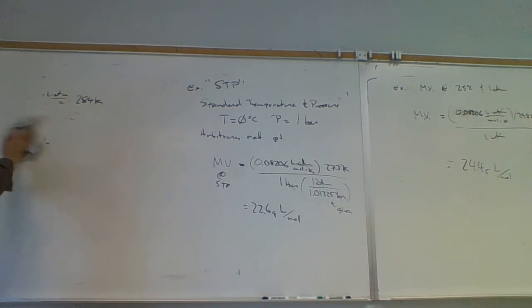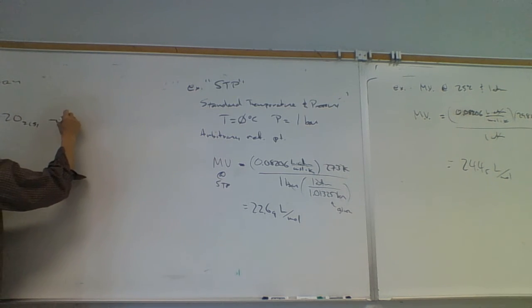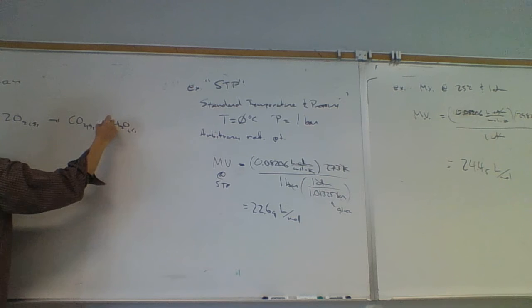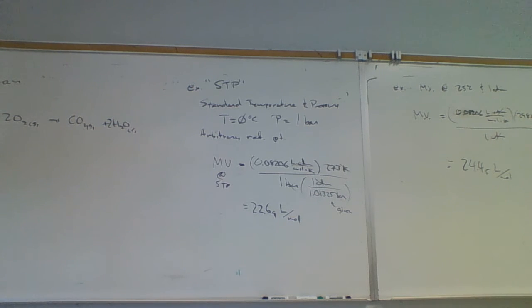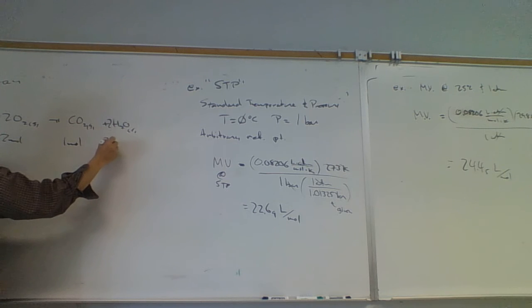So let's take a look at the stoichiometry equation. This will be gas stoichiometry, the next thing we're looking at. We've got methane plus 2 O2, both of these are gases, going to CO2 gas plus 2 H2O liquid. Let's say this is 1 mole, this would be 2 moles. How many moles would this be? 1 mole and 2 moles.